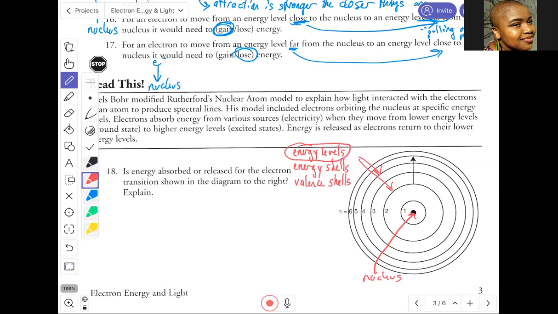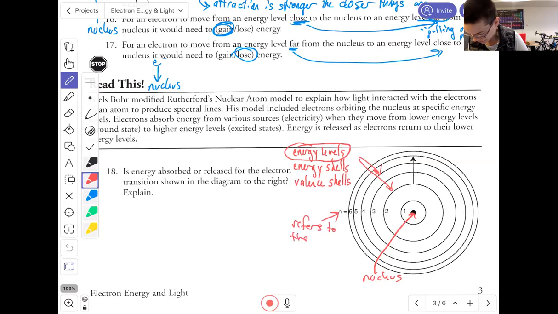So this number just refers to the energy level. We number our energy levels. Number 1 is closest to the nucleus, and as you go up higher than that, you are farther and farther from the nucleus.